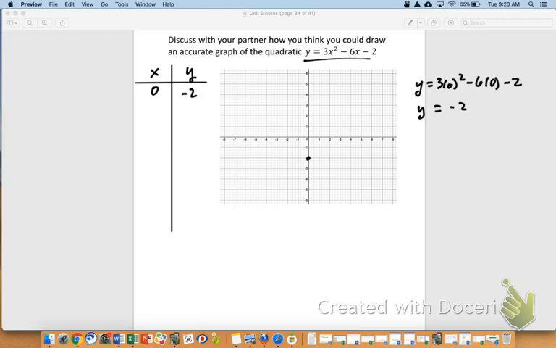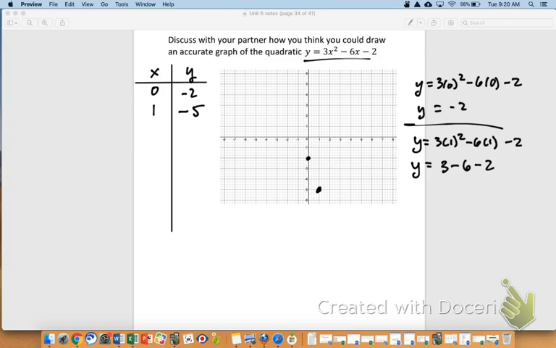This graph probably has more than one point though, doesn't it? Definitely. How could I find another point? Try another number. How about 1? Okay. If I plug in a 1, I would get y equals 3 times 1 squared minus 6 times 1 minus 2. And if I do a little order of operations, I get 3 minus 6 minus 2, which is negative 5. All right, so (1, -5) is right about there.